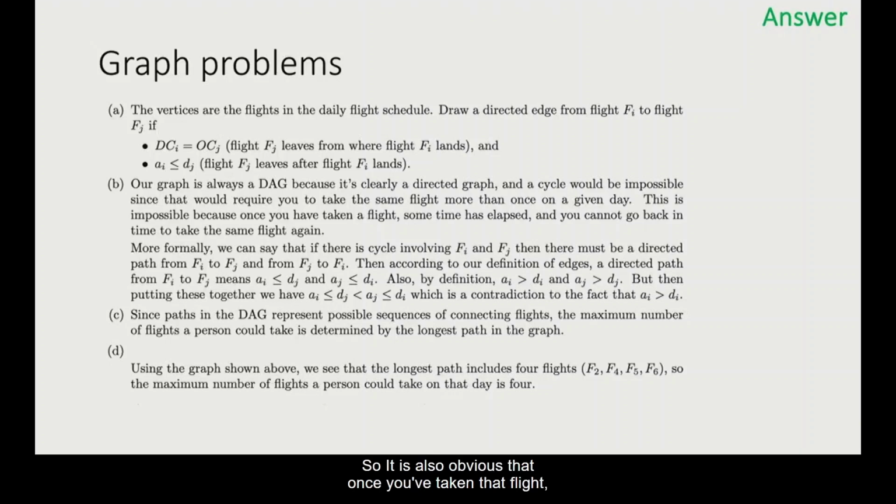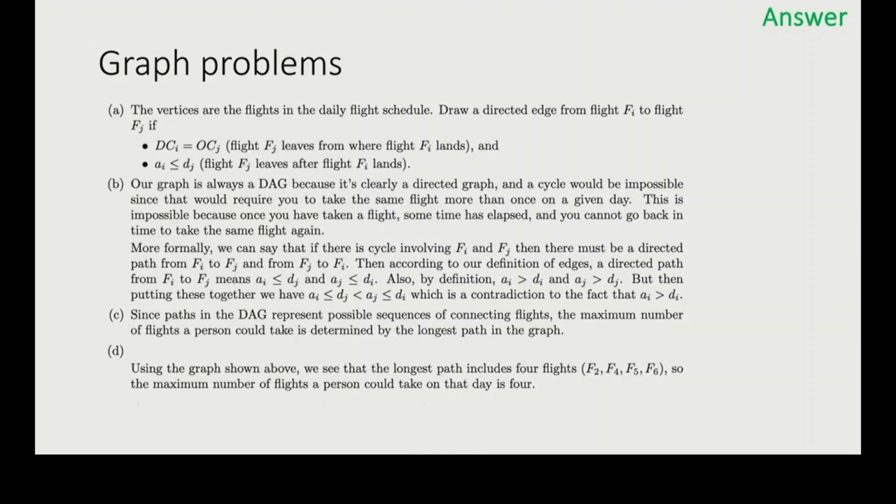It is also obvious that once you have taken a flight from location A to destination B, there is no provision to go back again to the origin with that same flight. We have flights only in one direction, not in a cyclic direction. So that's why this graph will always be a DAG, because there won't be any cycle formed here.